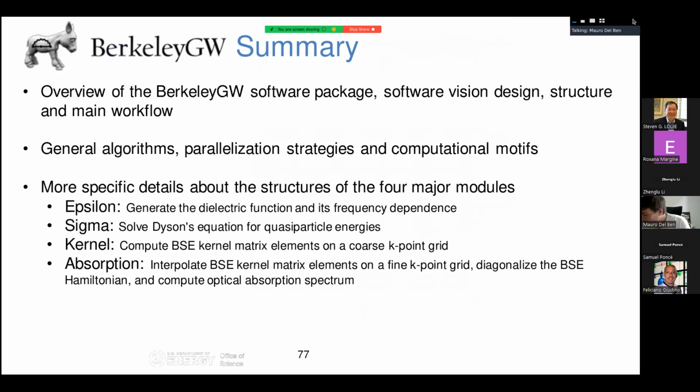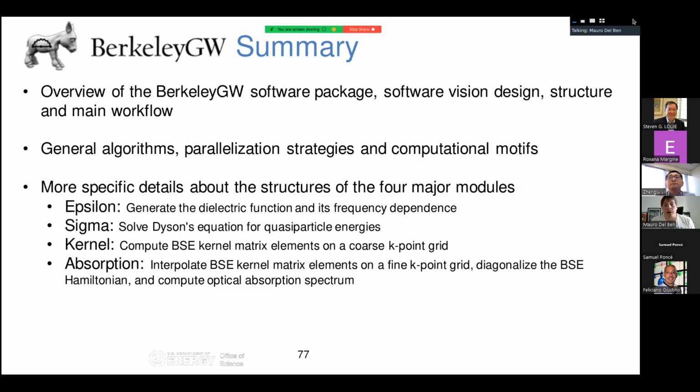All right, let me summarize. I hope I didn't go over time. I gave you an overview of the BerkeleyGW software package, the kind of vision we have in the design, the structure, and the main workflow of the package that you're going to use today, to perform all the steps you need to go from the SCF calculation down to the absorption spectrum. I gave you an idea about the general algorithm we have implemented, the parallelization strategies, and the computational kernels, and how we can gain traction on accelerators thanks to the very simple computation we are doing that we are able to effectively translate to GPU architectures.